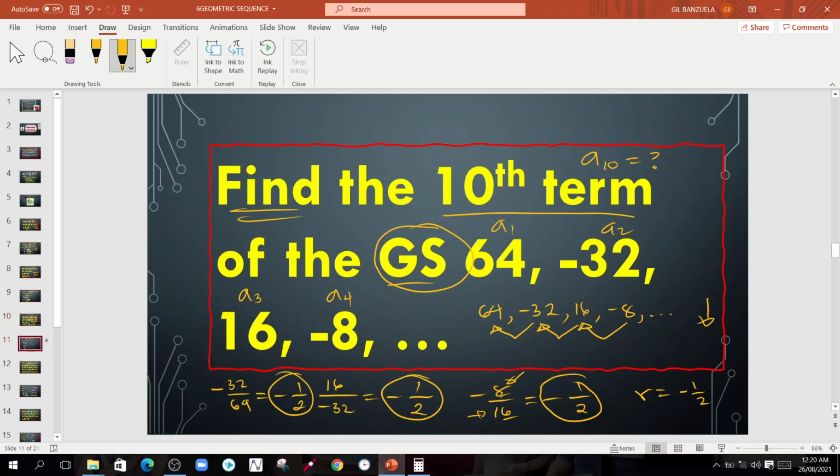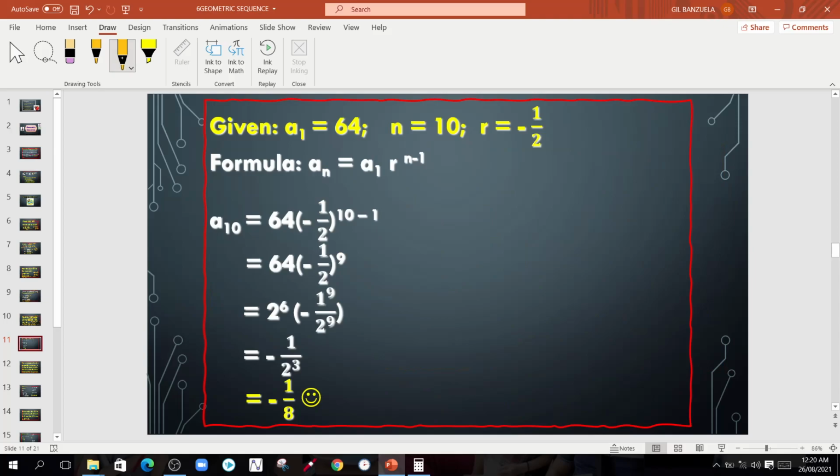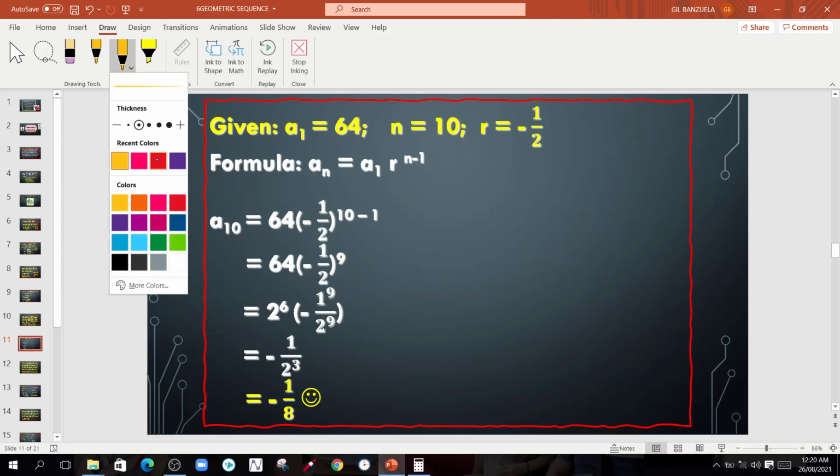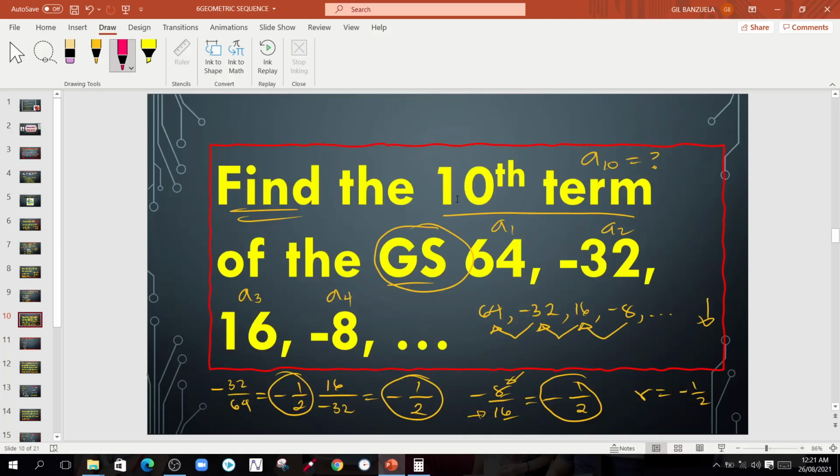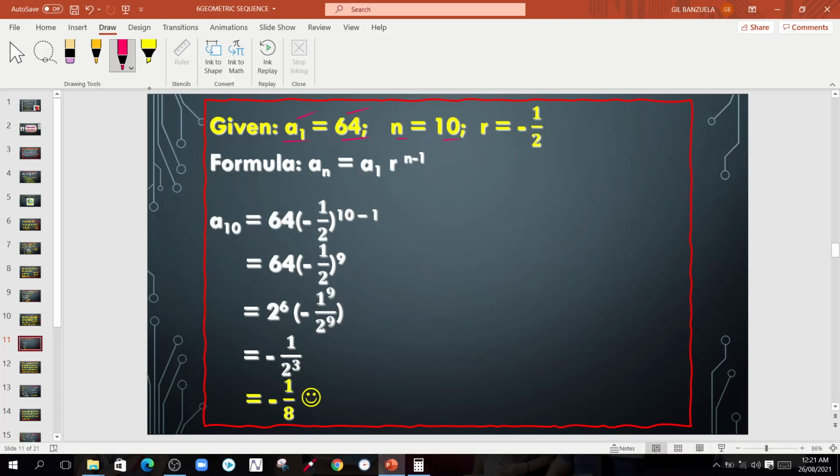Alright, so let's solve this problem. Okay, same rule. We start by getting the given. So based on the problem, our first term is 64. Ayan. So, we're going to plug in that later to our formula. And we have 10 terms. Alright. And since we are looking for the 10th term, no? Ayan. So, our n is 10.